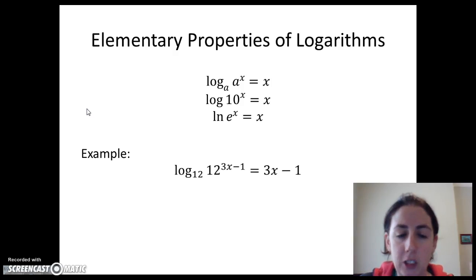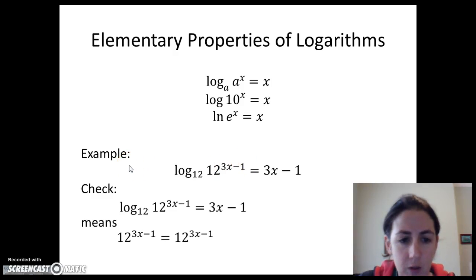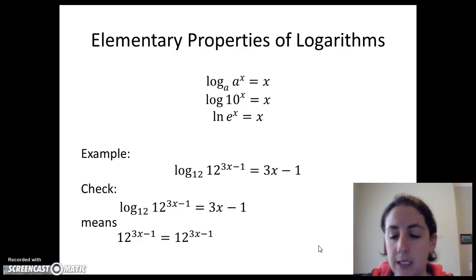The base of the logarithm, the base of the exponential function match, they cancel. So for example, log base 12 of 12 raised to the 3x minus 1 would be equal to 3x minus 1. The base of the logarithm and the base of the exponential function match, so they would cancel each other. And you can do a check too. Rewrite this in exponential form. This is the base, this is the exponent, this is the result. So you would have log base 12 of 12 to the 3x minus 1 equals this exponent 3x minus 1. Take this base to this exponent, and you get 12 to the 3x minus 1 does equal 12 to the 3x minus 1. So it does work out. So remember, if the base of the logarithm and the base of the exponential function match, they cancel.